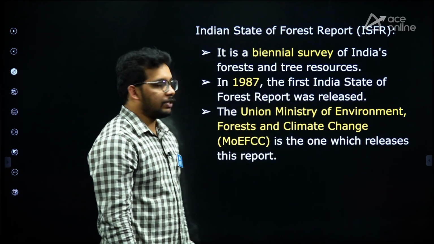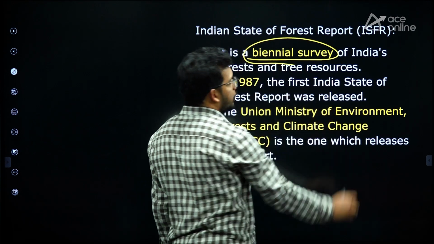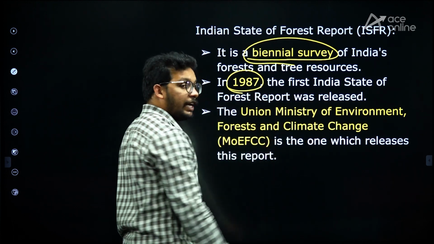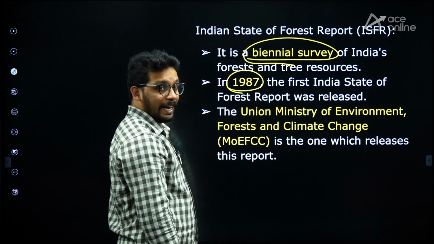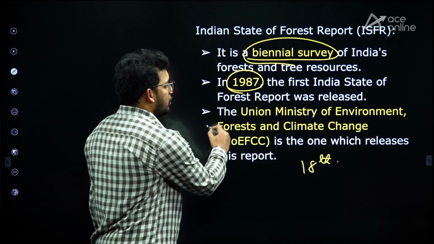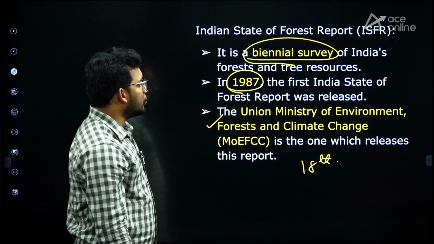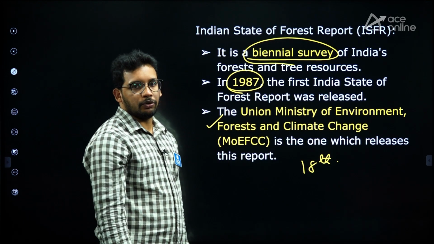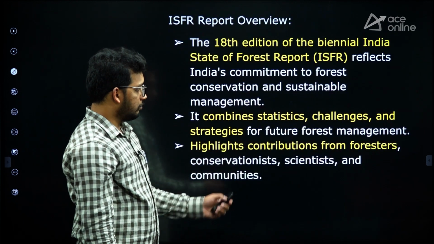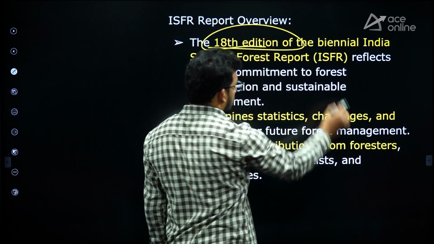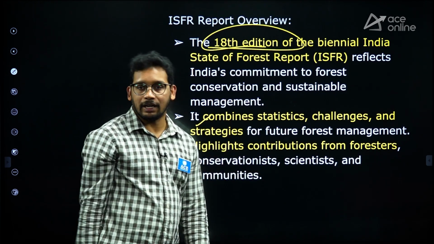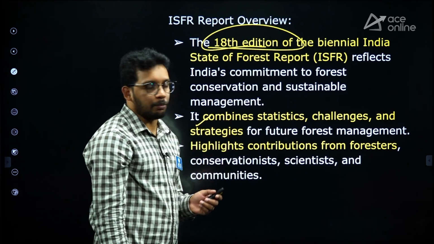As I said earlier, this is released every 2 years, that means once in 2 years, a biennial survey. The first report was released in 1987, and this is the 18th report, released by the Union Ministry of Environment. It collaborates with other organizations, and the report is released by the Union Minister of Environment. This report covers everything related to the forest and any green cover. So this is the brief introduction about the report.